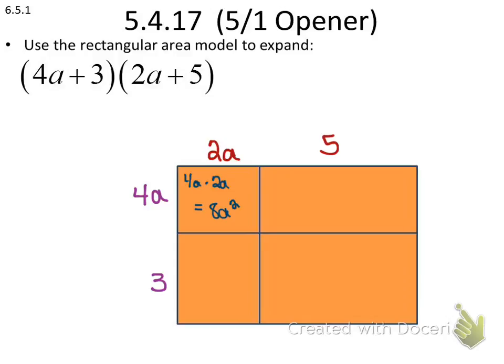Okay, so now what's the area of my top right rectangle? What am I going to use for my height? And my width? 4a. Which equals? 20a. Okay, then I go down to my bottom left, my height 3 times my width, 2a, which equals? 6a. And bottom right. 3 times 5 equals 15.